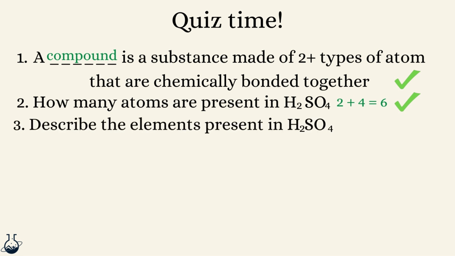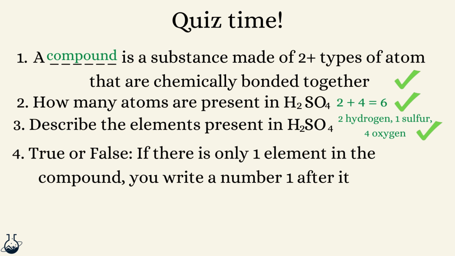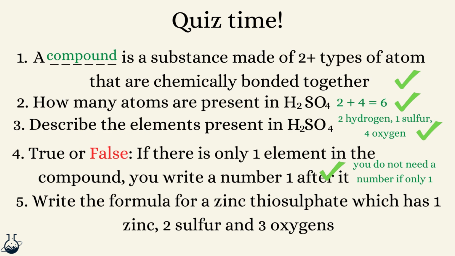Question 3. Describe the elements present in H2SO4. We have 2 hydrogens, 1 sulfur, and 4 oxygens. Question 4. True or false? If there is only one element in the compound, you write the number 1 after it. This is false. You do not need to write a number if there is only one of those elements. And final question, number 5.